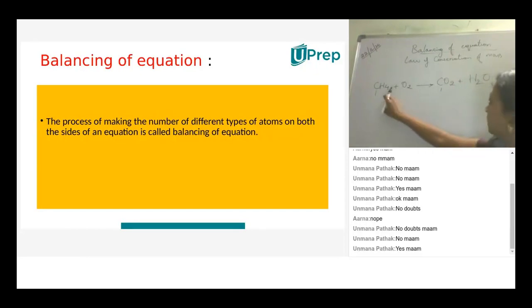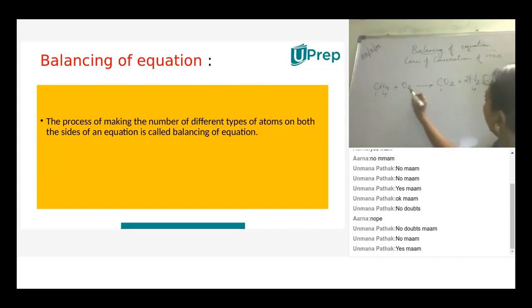Here how many hydrogens are there? 4. Here how many hydrogens are there? 2. So 2 is not sufficient. We need to go with even numbers, not with odd numbers like half or any other fractions or decimals. Here 2 are there. So how many does it require here? 2 into 2. So I'll add 2 over here. Understood? So how many hydrogens? 2 into 2, 4. Hydrogens are balanced.